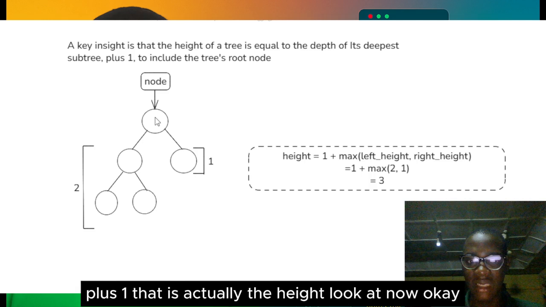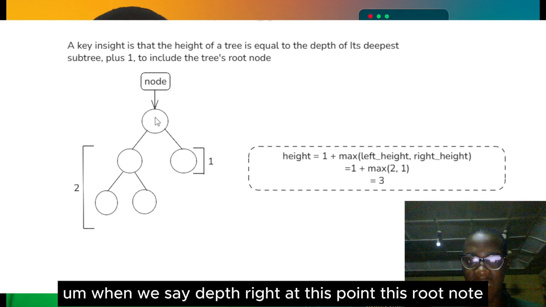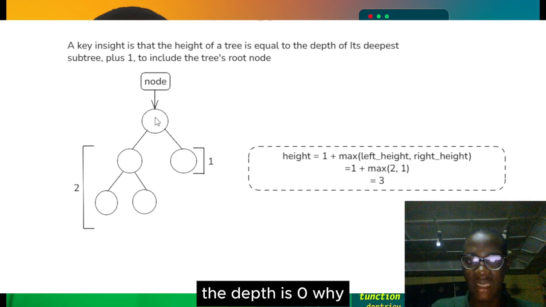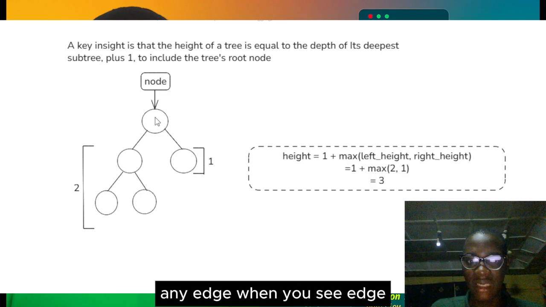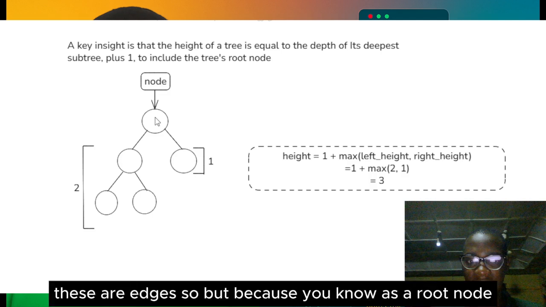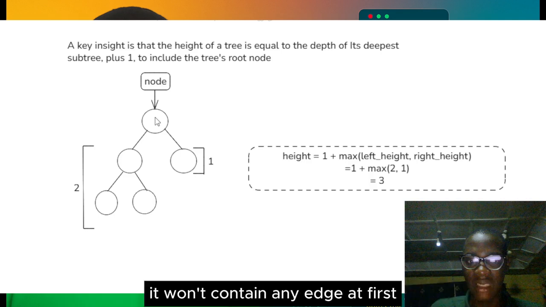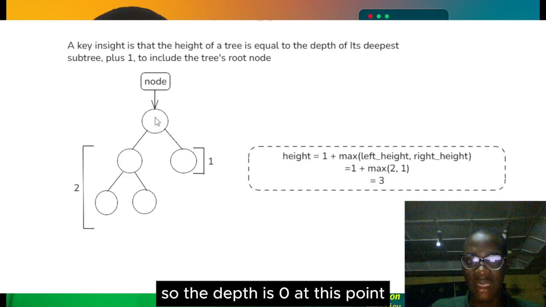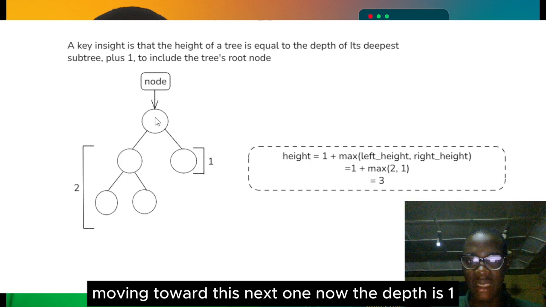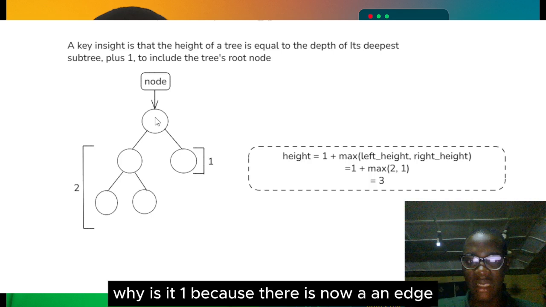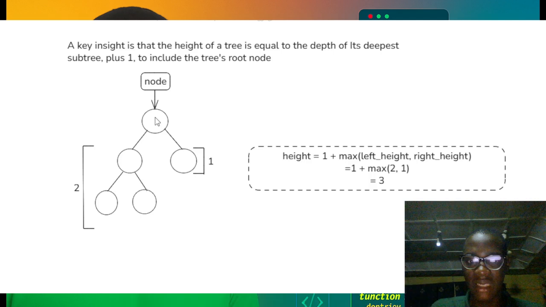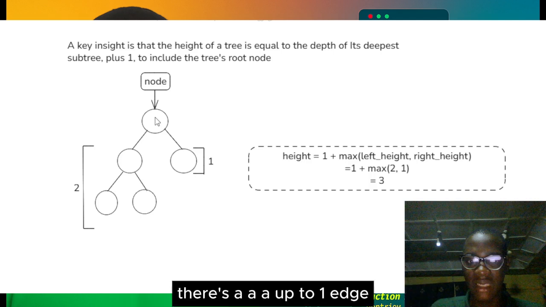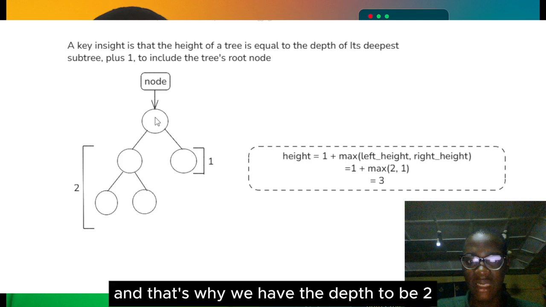Look at it now. When we say depth, at this root node, the depth is 0. Why? Because it does not contain any edge. These are edges. As a root node, it won't contain any edge because it is not connected to any parent node. So the depth is 0 at this point. Moving to this next one, the depth is 1. Why is it 1? Because there is now up to 1 edge. When we move on to the next node again, it's going to be 2, and that's why we have the depth to be 2.